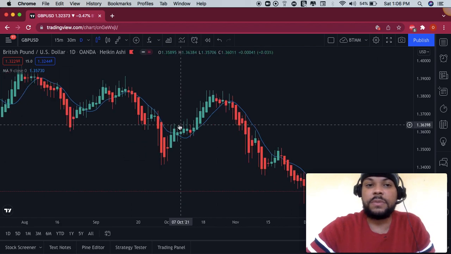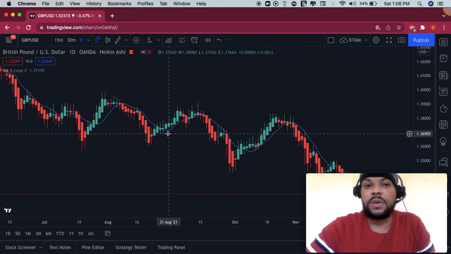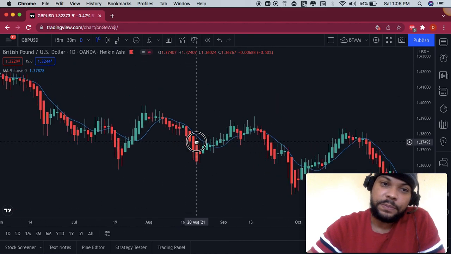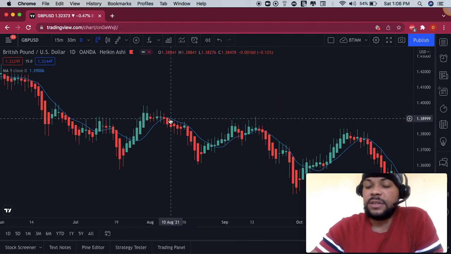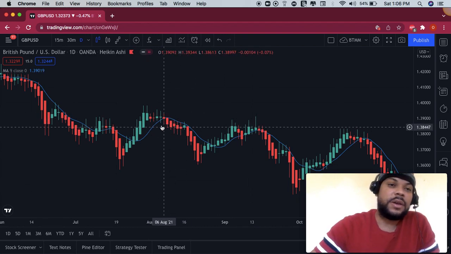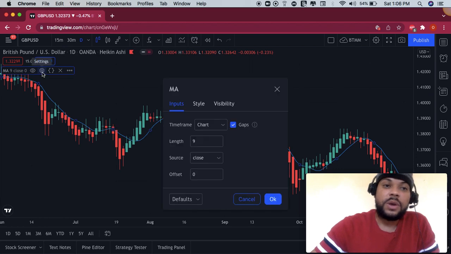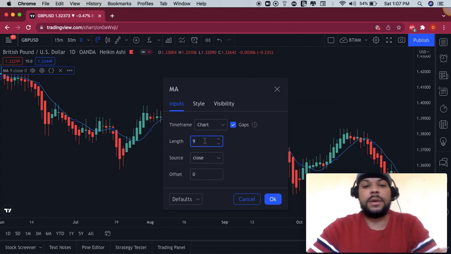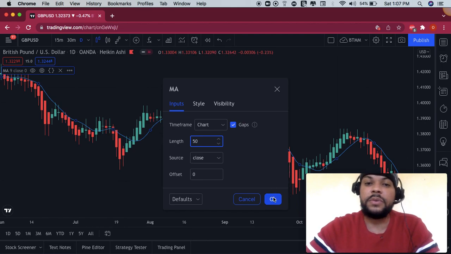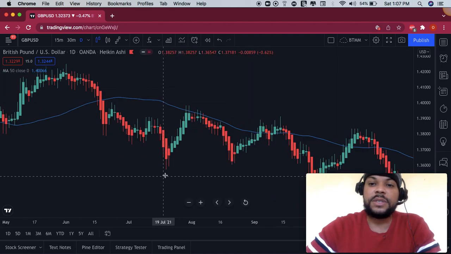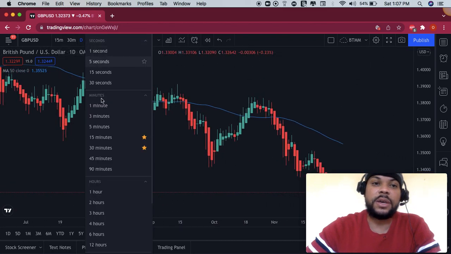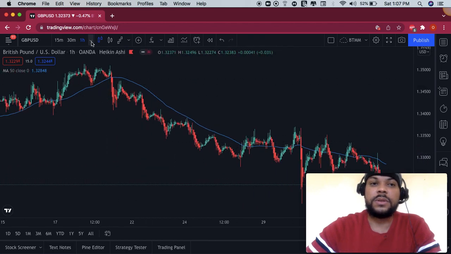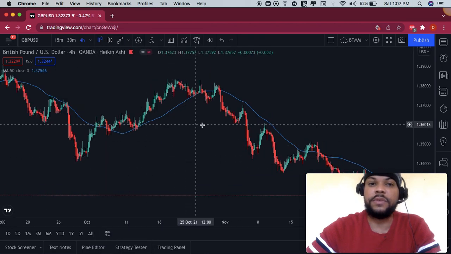I also sometimes use the moving average when I'm trading. Normally I would try to enter a sell position when my Heiken Ashi is red and it's also below the moving average right here. You are also able to change the style of the moving average. Many people use 9, most people use 50. 50 is, I think, the most popular moving average, and they tend to use it on the 1 hour chart or the 4 hour chart. So that's generally what people use this type of moving average for.